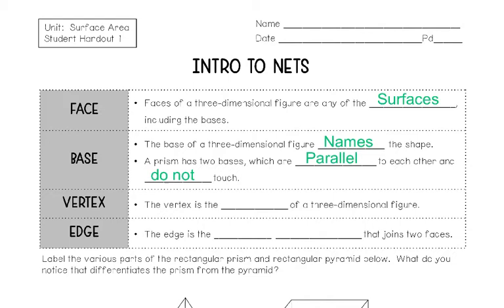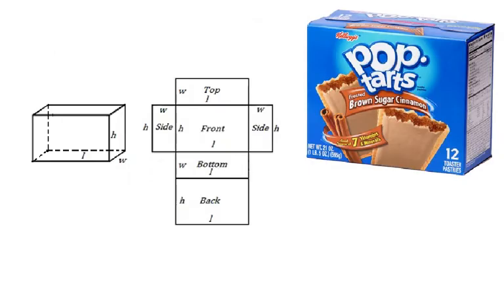The base of a three-dimensional figure names the shape. And in a prism, it has two bases. Those are going to be parallel to each other, and they do not touch. So for example, the Pop-Tart box here is sitting on two rectangles. I could turn it and it'd be sitting on a rectangle. They're all running parallel to each other. That's why this prism is called a rectangular prism. So this is an example of a rectangular prism with rectangle bases.